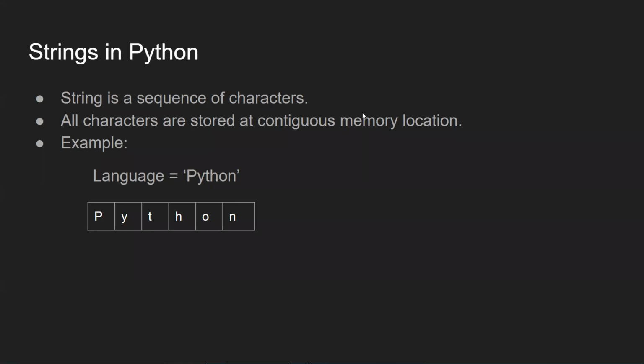String is a sequence of Unicode characters. All characters are stored at contiguous memory locations. In programming languages, there is a concept of array. Array is nothing but the sequence of the same type of elements. Here we have the sequence of characters. Together it makes a string. Python does not support character data type. It supports string data type.